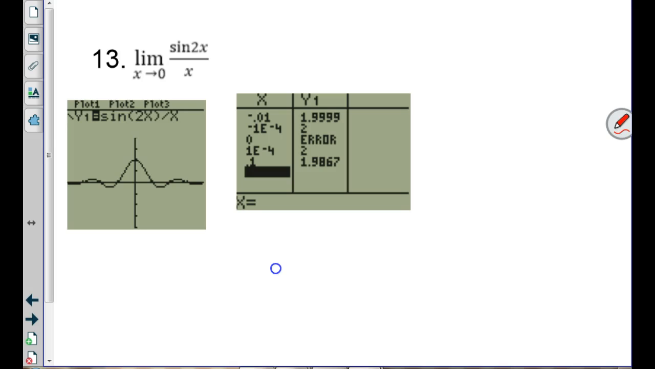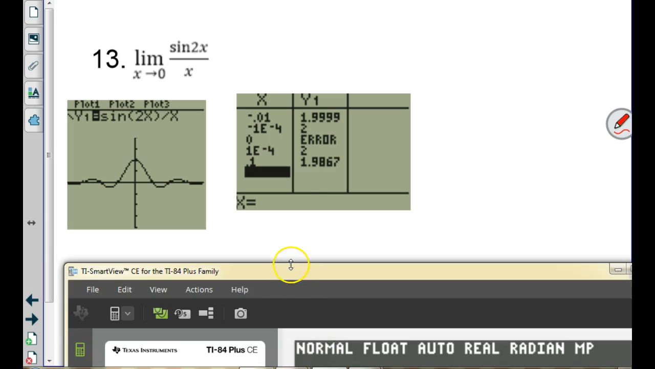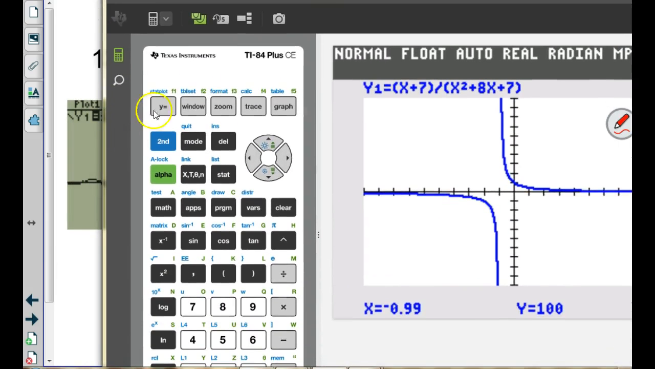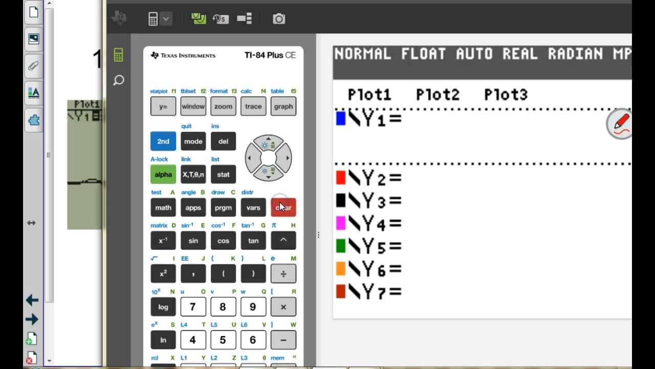All right, number 13. Let's try this one because we haven't done a trig one and we got a couple minutes here. Make sure you're in radians. How would I type that?